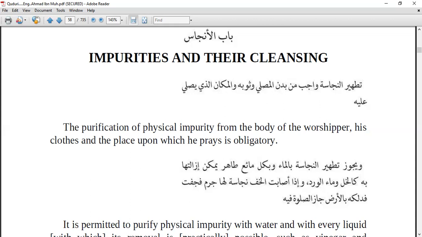Unlike that, an-najasa hukmiyya is like an integral condition for the validity of salah. There isn't any exemption in it, and you have to be in a state of purity, either through the use of water or through the use of sand. You can't just do half of wudu and pray your salah. But in najas, there is a certain amount of this kind of impurity that can be exempted.